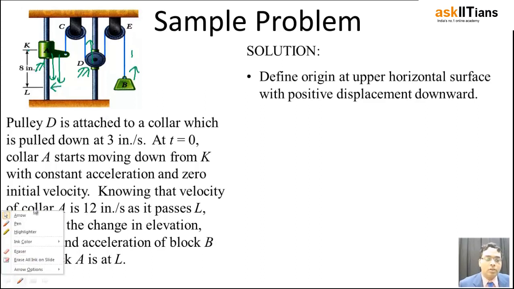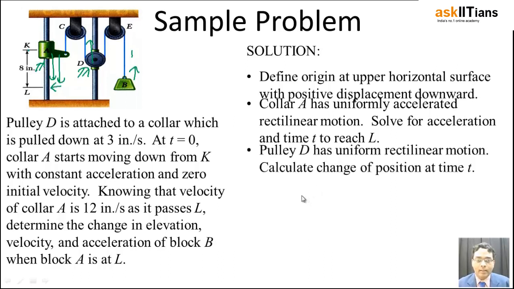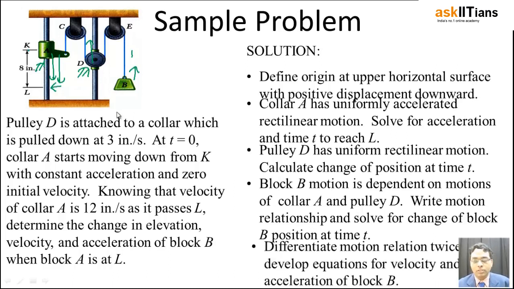So you need to find the origin at the upper horizontal surface. If you understand that, starting from that very point, you will say that collar A has uniformly accelerated rectilinear motion. So you need to solve for acceleration and time t to reach the point L. Then the pulley D has uniform rectilinear motion. We need to calculate the change of position at the time t. Then block B's motion is dependent on the motion of the collar A and the pulley D. You need to write down the relationship and solve for the change of block B at time t. Finally, differentiate the motion relation twice to develop the equations for velocity and acceleration.